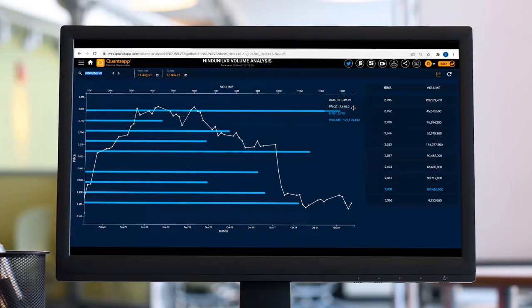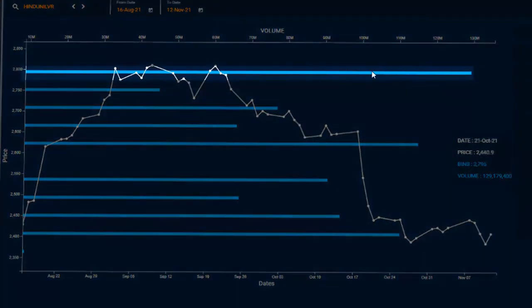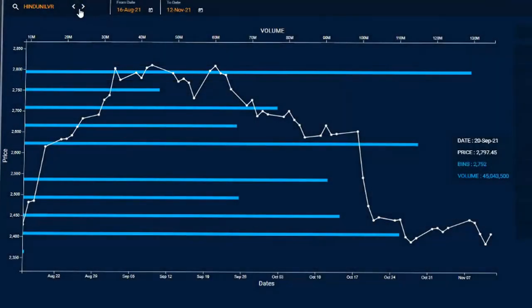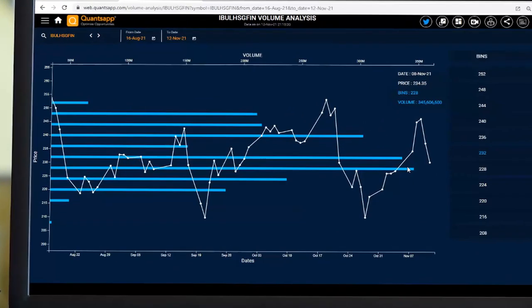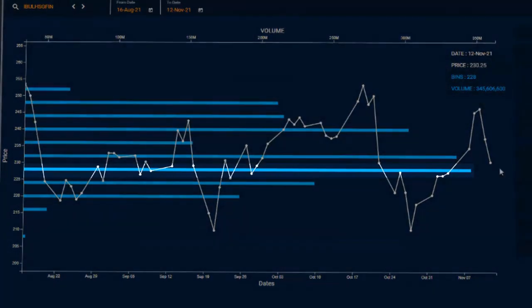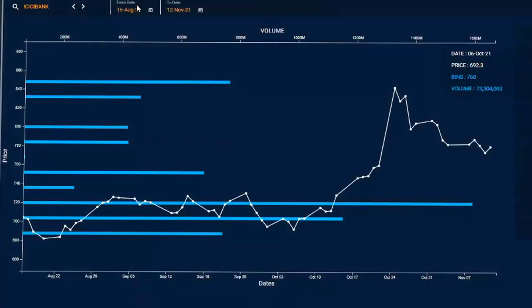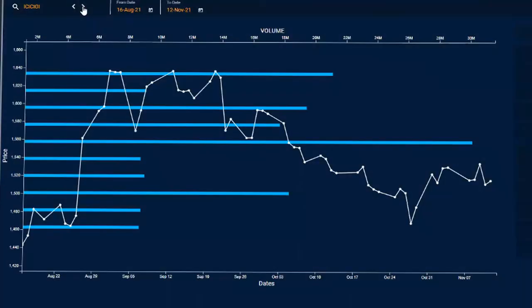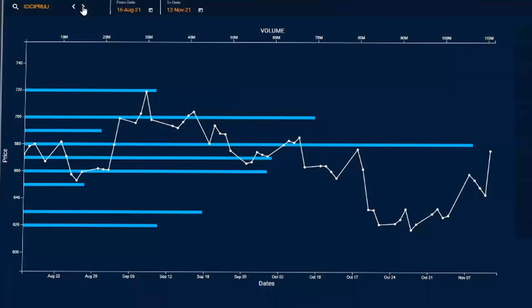Talking about HUL, this is the level which is the major resistance in Hindustan Unilever. So you can come over here in volume analysis at the end of the day, and analyze at which level huge volume was observed. Talking about IBUL Housing Finance, this is the level which will act like my support area, which is the 228 bin. You can quickly analyze whether a particular instrument trades at its volume based support or resistance.